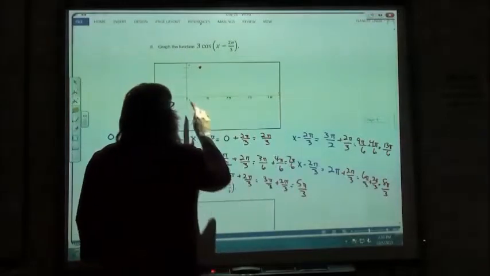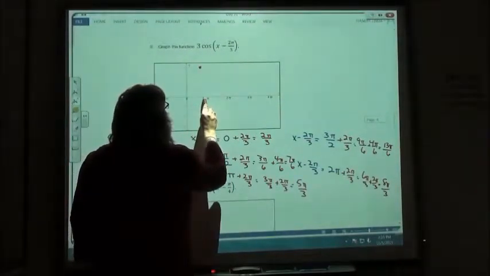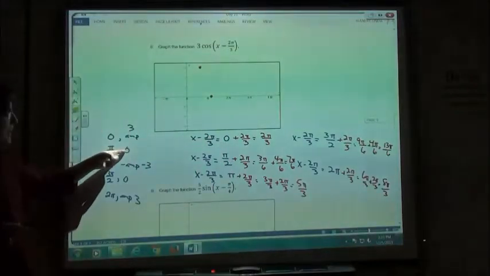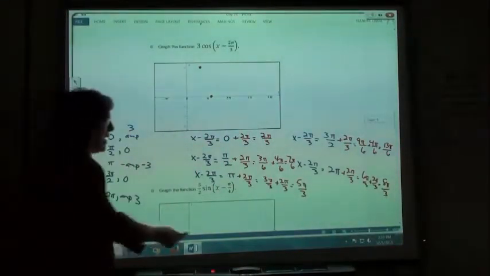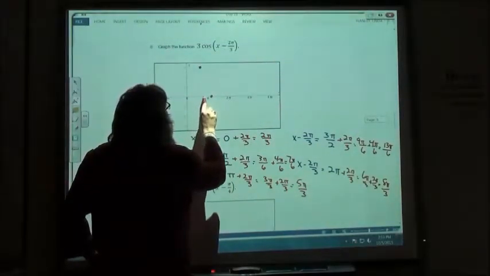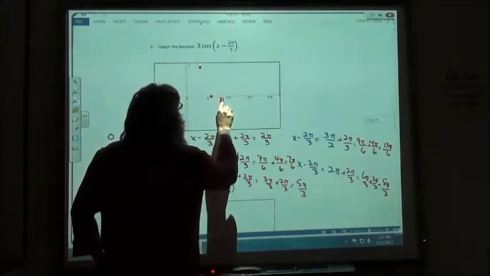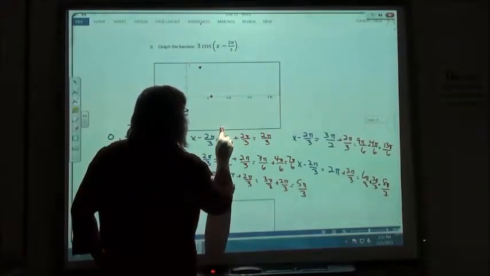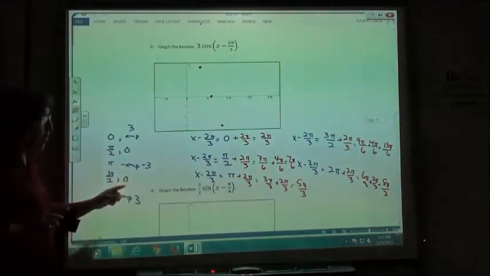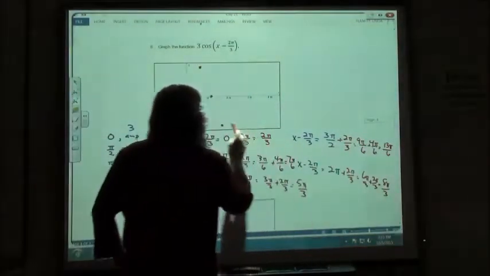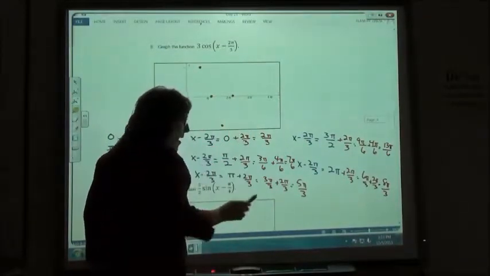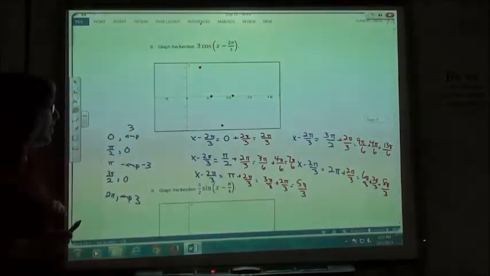7 pi over 6. 1, 2, 3, 4, 5, 6, 7. That's going to cross right at 0 because our next point is at 0. Now we're going to go to negative 3 at 5 pi over 3, which would be 10. 1, 2, 3, 4, 5, 6, 7, 8, 9, 10. It goes all the way down to negative 3 for our next point. The next one's going to be at 0. So 13 pi over 6, this was at 10. 11, 12, 13. And then the next one's going to go up to our amplitude at 3.